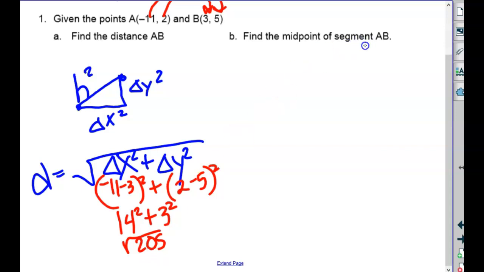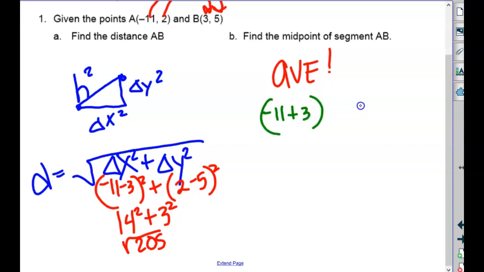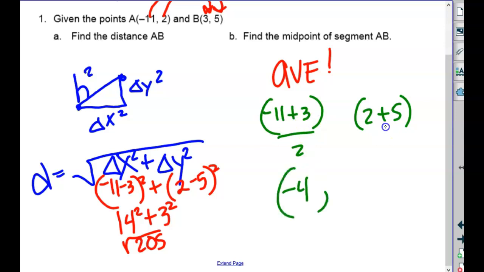All right, midpoint. Average, right? Average the x's, average the y's. So negative 11 plus 3 are the x's. 2 plus 5 are the y's. This would be negative 8 divided by 2, which is negative 4. This would be 7 halves. Any questions? Remember distance and midpoints?